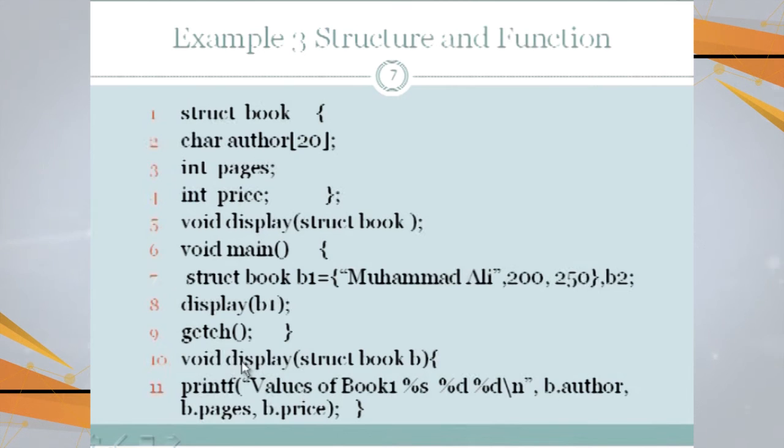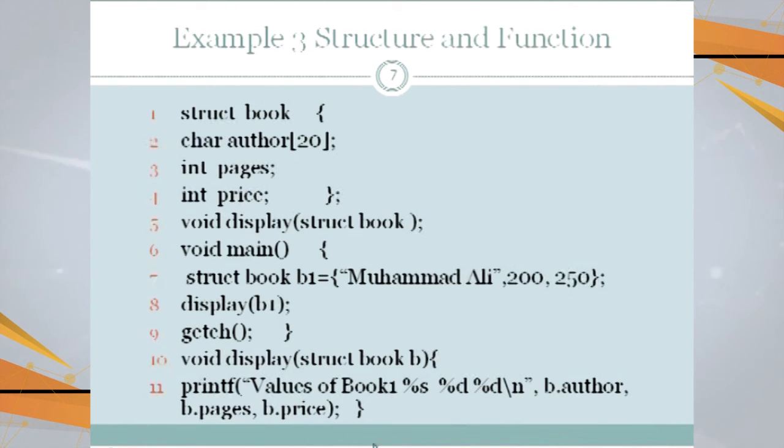In this example we have declared a structure with the name book, then we declare the function void display, and the function is declared with the argument struct book. It means when the display function is called, it will be passed a structure variable. Then in the function definition we have declared a structure variable b. Now in the main function we have declared a structure variable b1, and the variable is initialized in its declaration. That's why author of b1 will be initialized to Muhammad Ali, pages of b1 to 200, and price of b1 to 250.